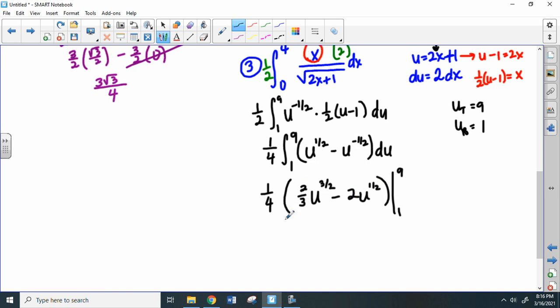All right, so 1/4 times 2/3 is, let's see, 1/6. And then I'm going to plug in 9. All right, but it's hard to raise something to a fractional power. So I'm going to remind myself that 3/2 is the same as the square root cubed. Okay, and then let's see, 1/4 times -2. And then that's the square root of 9. All right, so that's the first piece. And then I'm going to subtract. And I still have to distribute the 1/4. But now I'm going to plug in a 1. Okay, well, 1 raised to a power is 1.